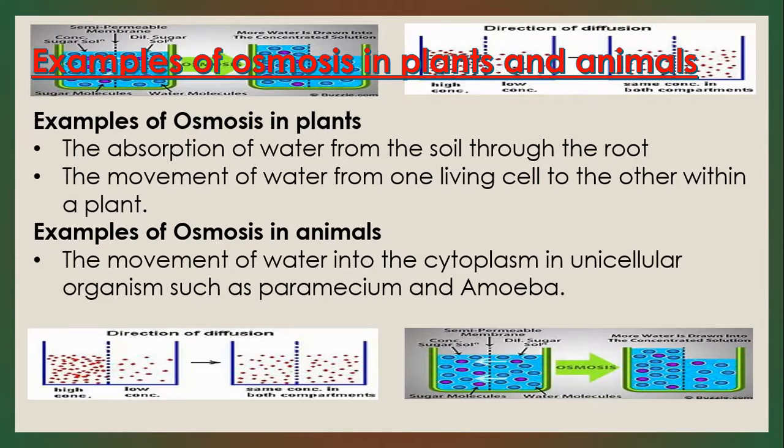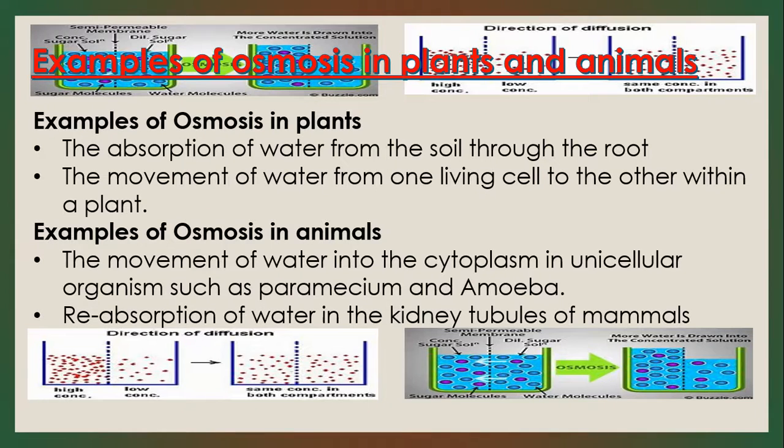So that is it. And the movement does not only happen into the cell, but it can also happen outside. When the water content in the organism is so much more than its environment, by osmosis, this water will now move out of the body. This explains how osmosis takes place in unicellular organisms.